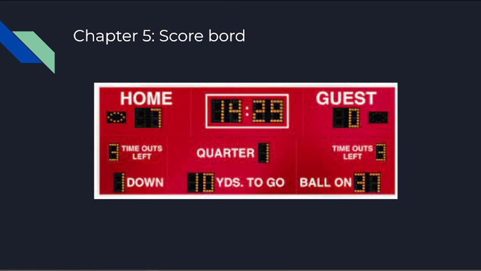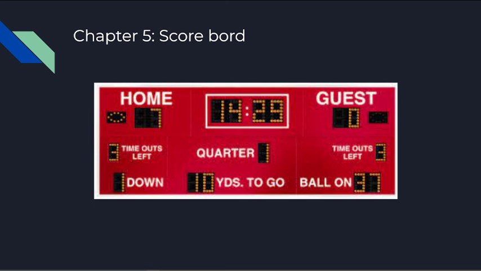Let's go over what the scoreboard is. So, right here we have the scoring areas under home and guest, or however your scoreboard is labeled. This is the time per quarter. You have 4 quarters. Think of it as dollars. Here's where the quarters are labeled.